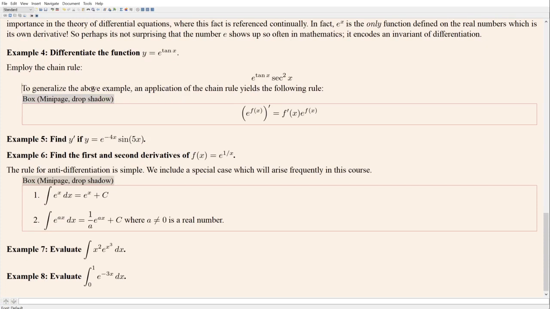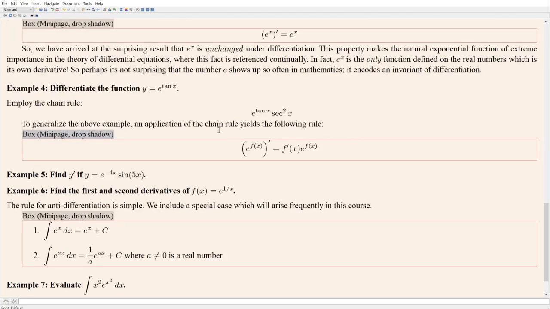So yeah, to generalize the above example, I just put down this boxed formula. This is literally just the chain rule. So if you have e to the power of stuff and you are differentiating it, that is just the derivative of the stuff times e to the power stuff. So pretty much all you're doing is taking the derivative of whatever was up here and plopping it into the front. So that's what we did here. We just took the derivative of tangent and plopped it down. And, you know, we could take this and put it out front if we want, but it doesn't matter.